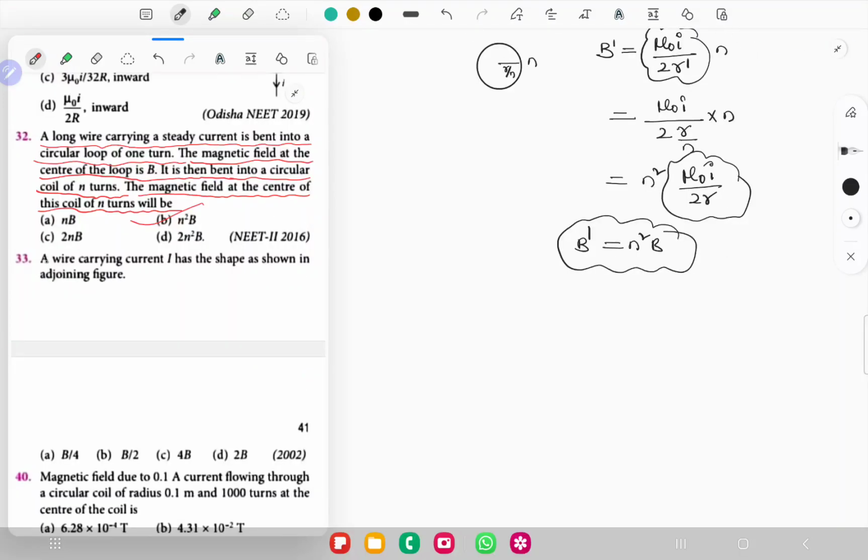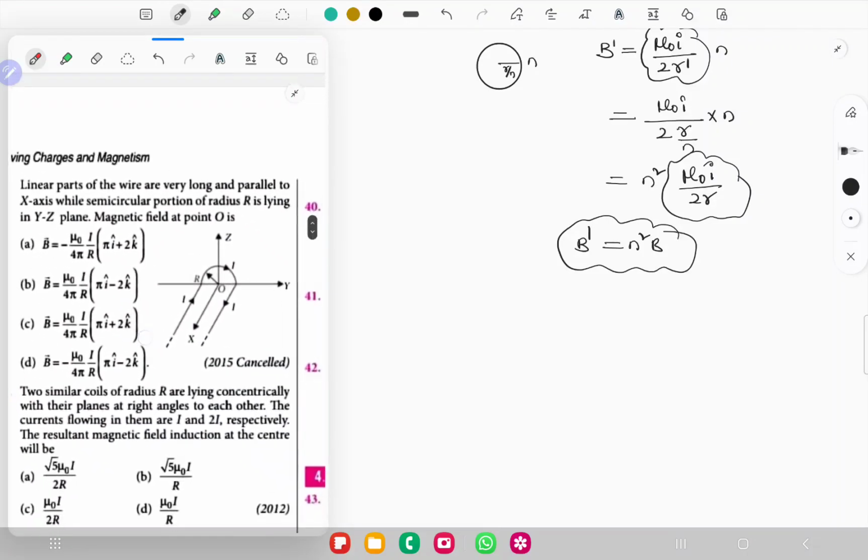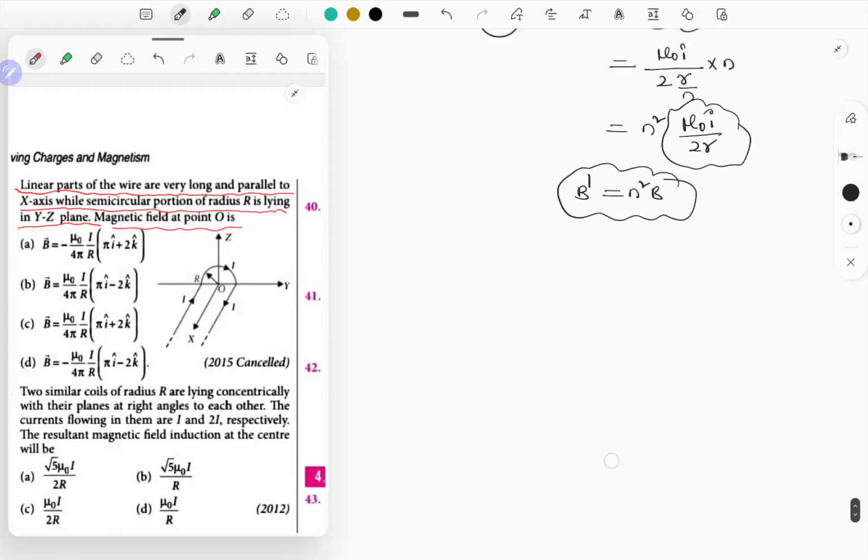Let's solve question number 33. A wire carrying current I has the shape as shown in the adjoining figure. So this is the diagram. Linear parts of the wire are very long and parallel to the x-axis, while the semicircular portion of radius capital R is lying on the YZ plane. The magnetic field at point O is, okay.